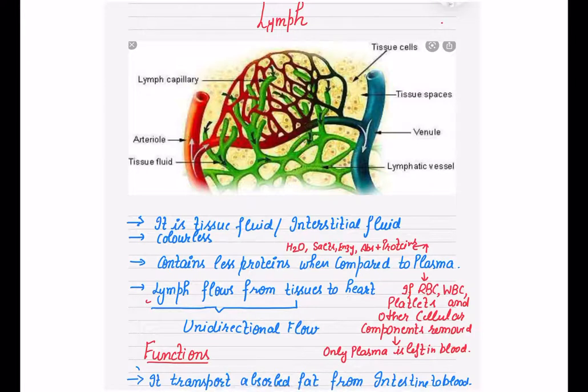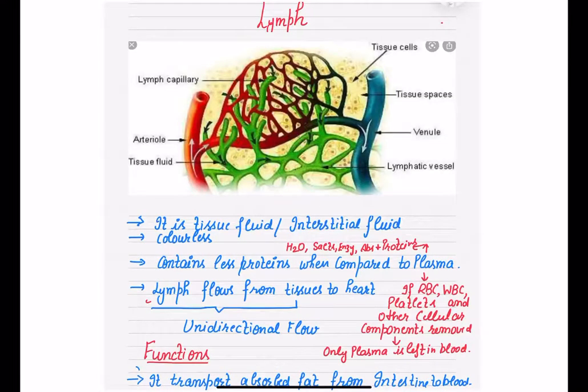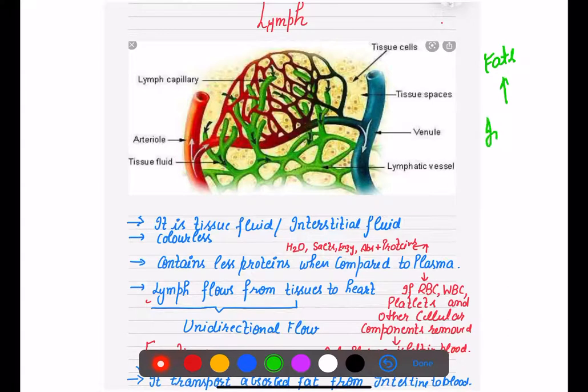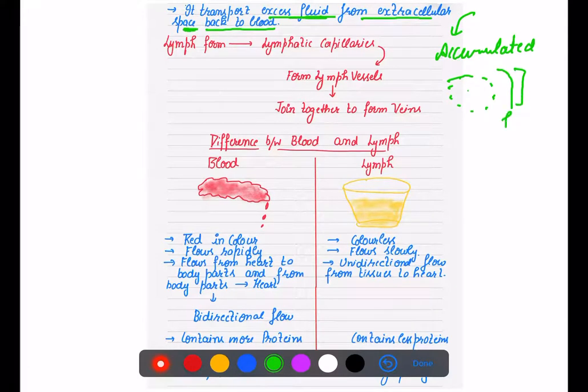Function, if we talk about it, it transports absorbed fat. Absorbed fat kahan se milta hai? From intestine. And where does it take it? To blood. That is the first function of lymph. Another, it transports excessive fluid from extracellular space back to blood. Kabhi bhi jab body mein kuch extra fluid accumulate hona shuru ho jata hai, in empty spaces outside the cells, wahan se usko leke aake blood mein chhod deta hai. That is the function of lymph: it carries fat from the intestine, and it also transports excess fluid.